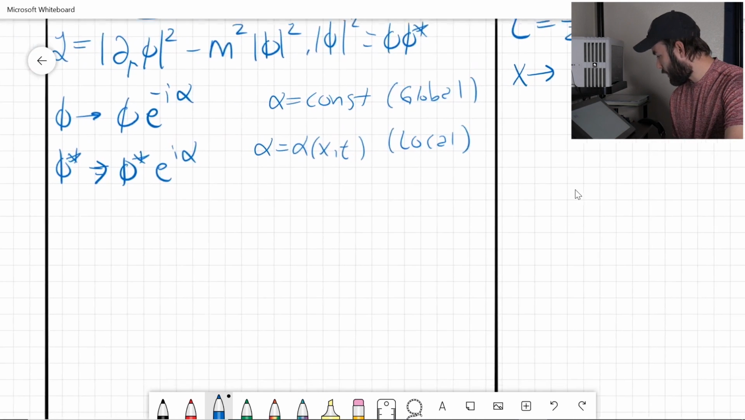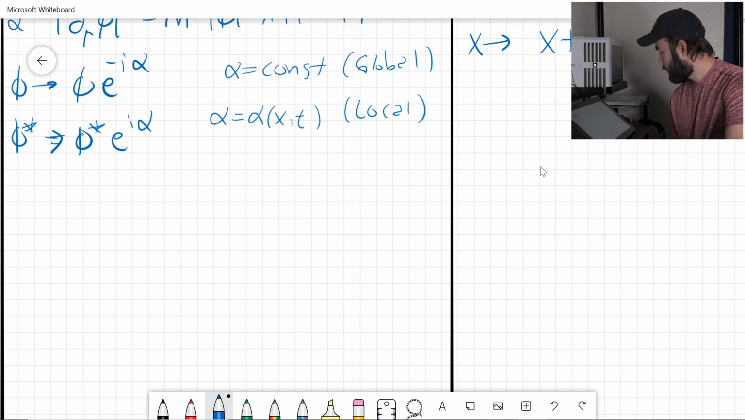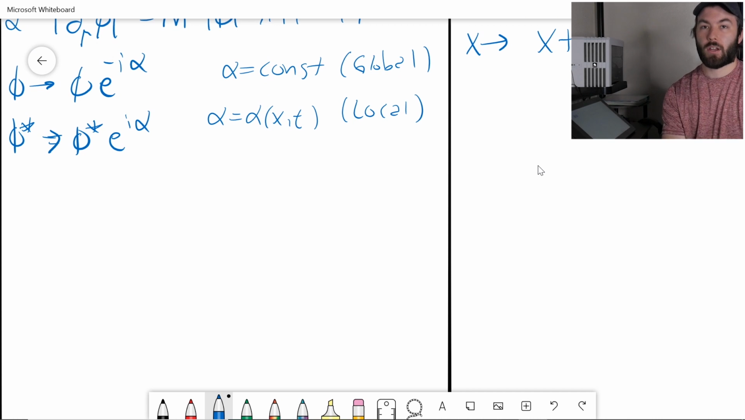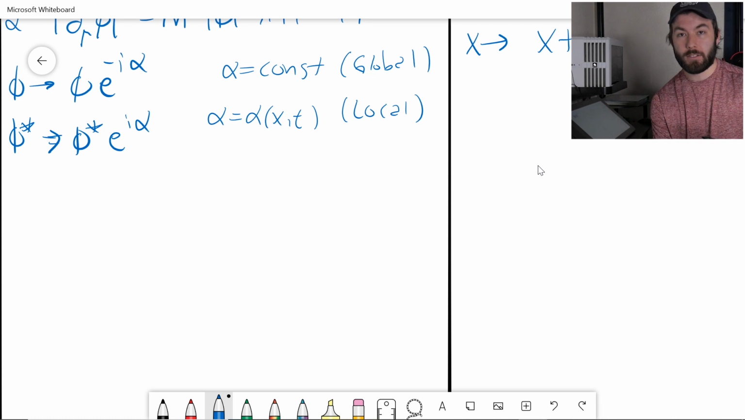Okay, now let's get into the nitty-gritty of conservation laws from all this. So we're going to start with, if our Lagrangian is left unchanged by the symmetry transformation, it doesn't matter what alpha is. For any value of alpha, the Lagrangian is left unchanged. In other words, the derivative of the Lagrangian with respect to the symmetry parameter is 0, because it doesn't depend on it.